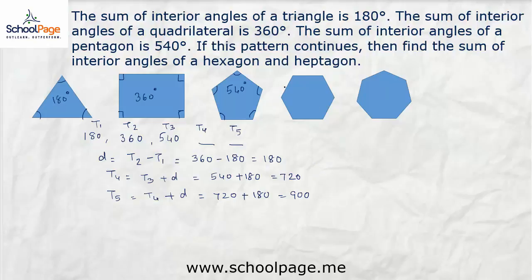Hence we have found the sum of the interior angles of the hexagon as equal to 720 degrees, and the sum of the interior angles of the heptagon as equal to 900 degrees.